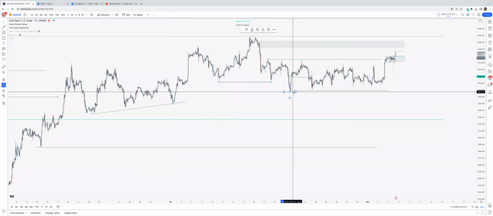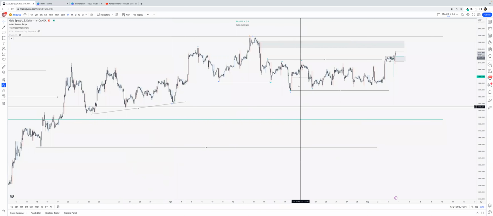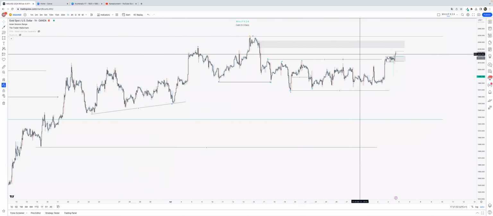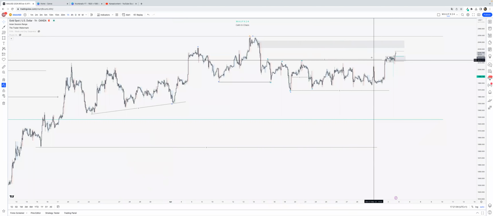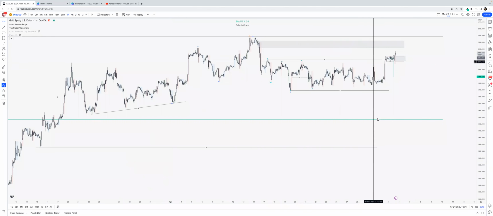So we might just see a sell-off from here, or from somewhere up here. And yeah, that's basically it for gold. Like it. All right. This might be something. All right, peace out.